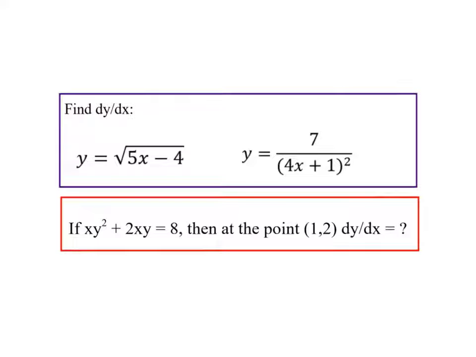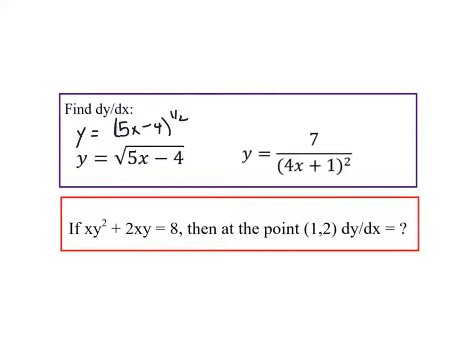In this video, I just want to do a little more review on some different things with derivatives. This first one, finding dy dx, I think the first thing I would do is rewrite this as y equals 5x minus 4 to the 1/2 power. Okay? And then it becomes just power rule with chain rule.